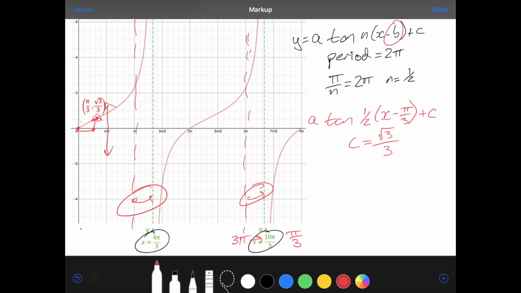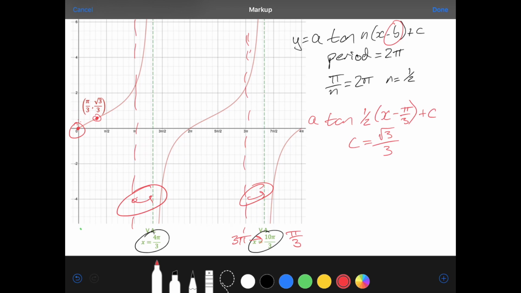We still have to work out our A value. Our A value is our dilation factor that must happen before that translation. That means that the pi on 3, root 3 on 3 point isn't going to help us, because that point was on the origin when the dilation happened. So thus we need to pick a different point. Here's a really obvious one.